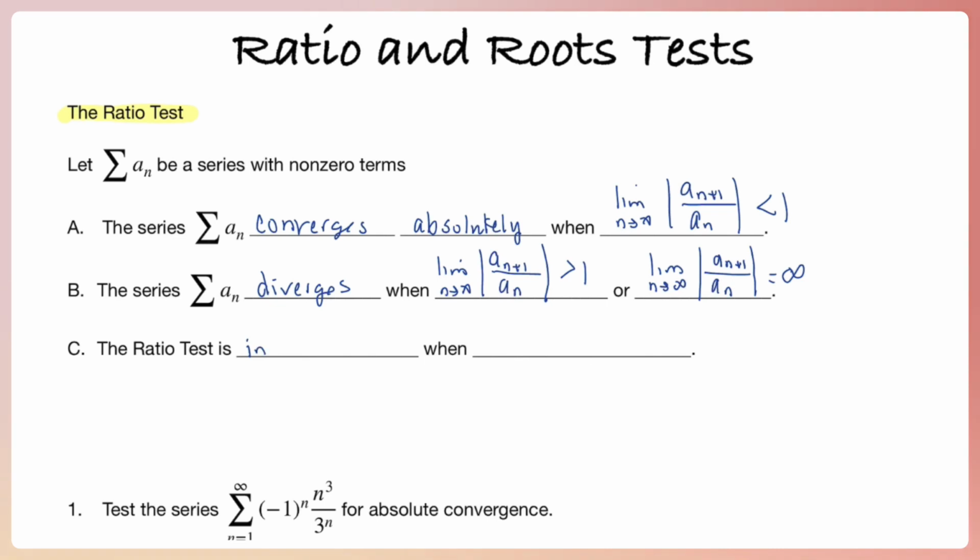The ratio test is inconclusive or fails when the limit as n goes to infinity of the absolute value of the a sub n plus 1 term divided by the a sub n term equals 1. So it converges if our ratio of a sub n plus 1 over a sub n is less than 1. It diverges if that ratio is greater than 1 or equal to infinity. And it is inconclusive if that ratio equals 1.